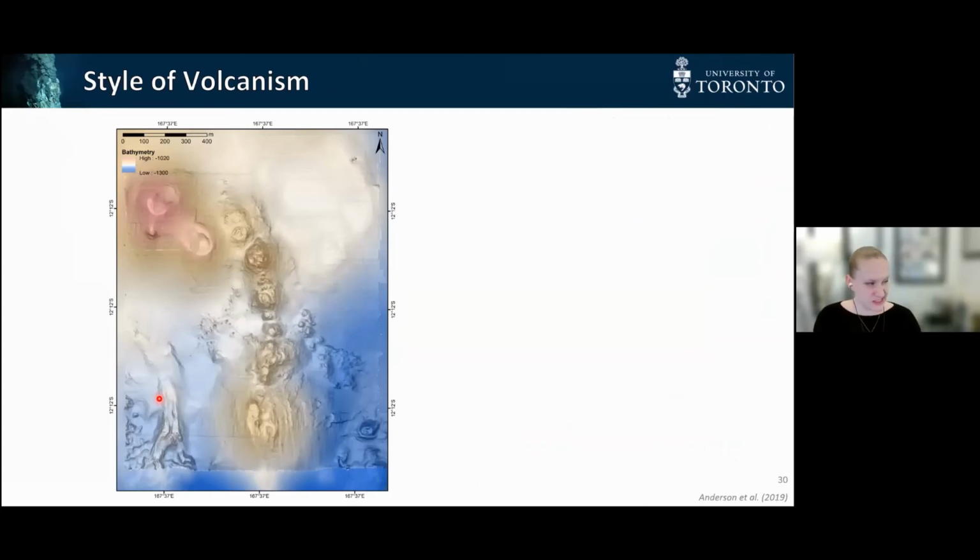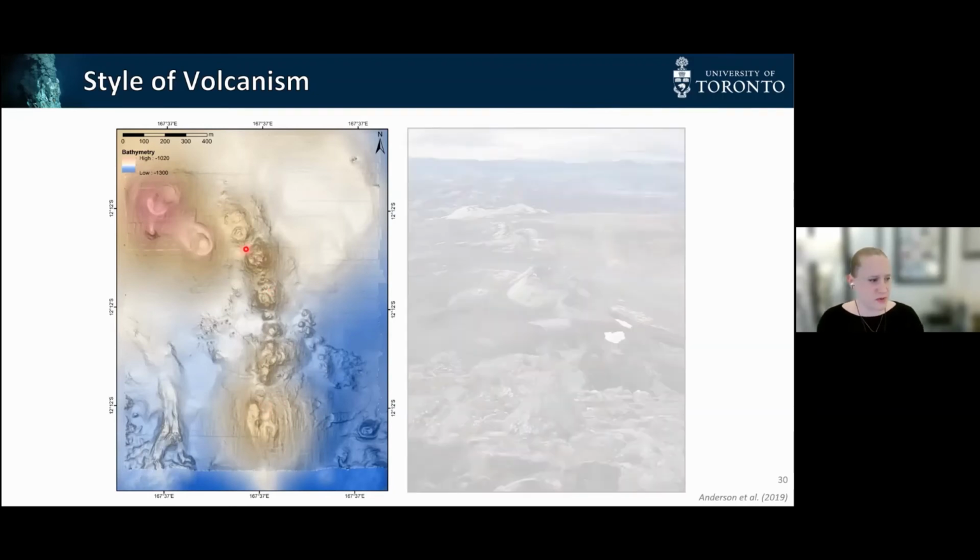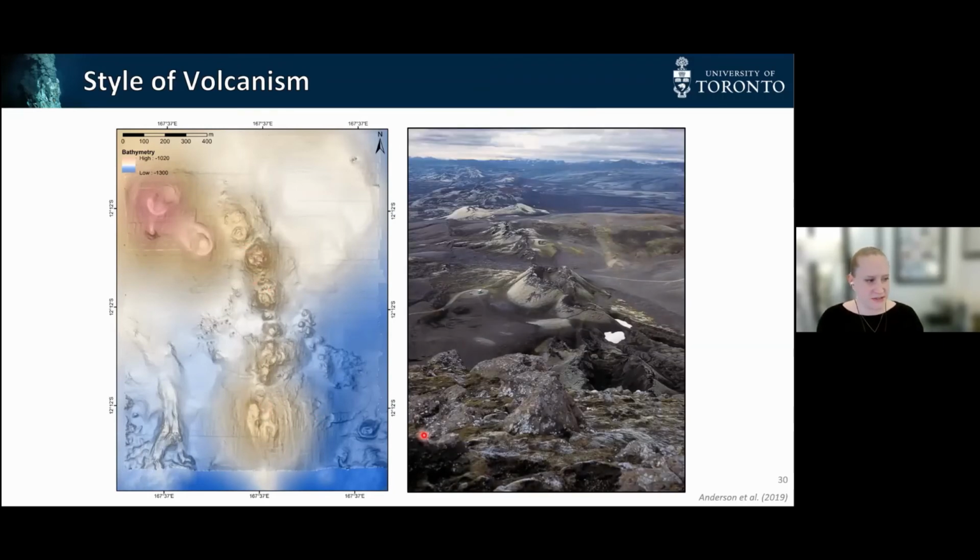This is 50 centimeter resolution bathymetry collected by a company called Neptune Minerals. We see a couple of larger volcanic cones. And then we see a series of smaller cinder cones. And the morphology and alignment of these cinder cones is basically the same as what we would expect on land. Here's the Laki cinder cone row in Iceland. So this is our submarine equivalent.